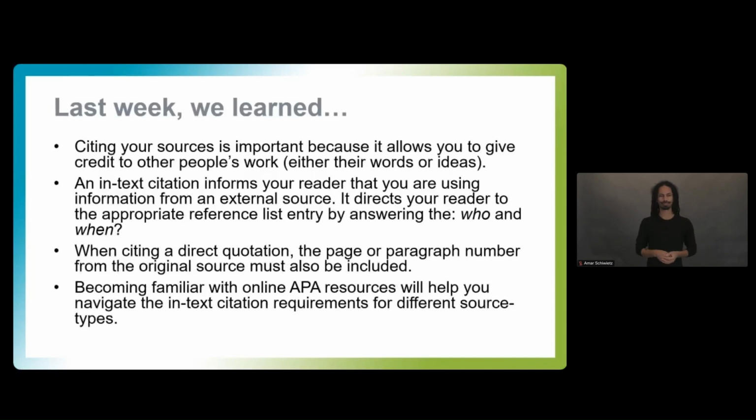So last week we learned that citing your sources is important because it allows you to give credit to other people's work. An in-text citation informs your reader that you are using information from an external source, and it directs your reader to the appropriate reference list entry by answering the who and the when. When citing a direct quotation, remember to always include a page or paragraph number from the original source. And then we also spoke about online APA resources that can help you become familiar with in-text citations.